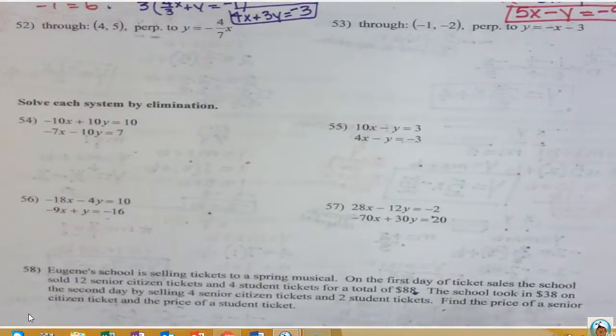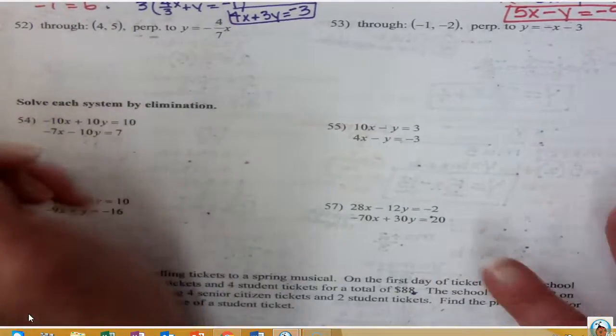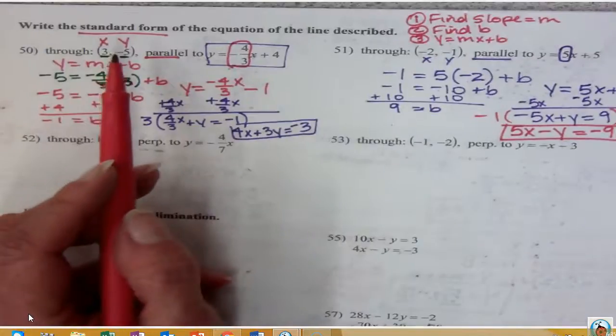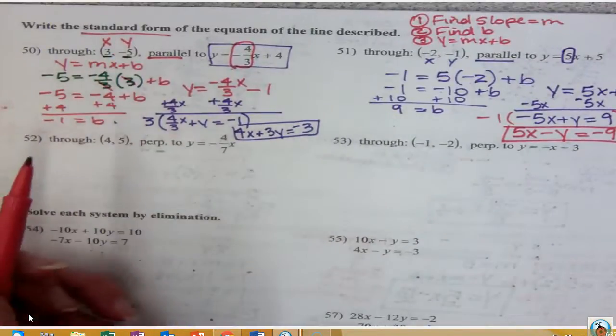Alright, last problem. So we're going to do 52 through the end. Okay, let's get going. So we're working on the semester review for the Algebra 1, and we've done, we're working on write in standard form the equations of the line described.